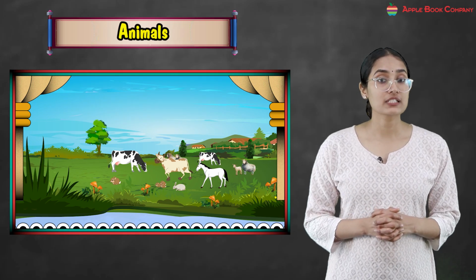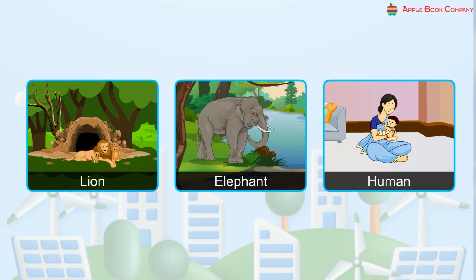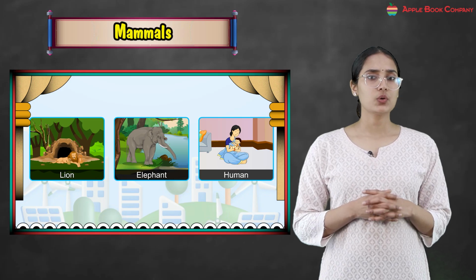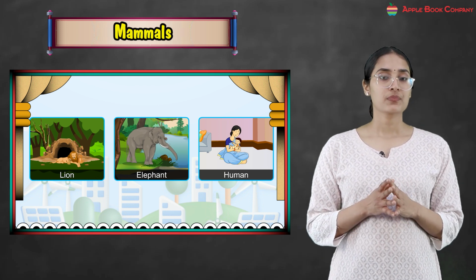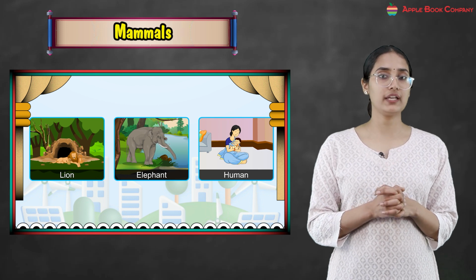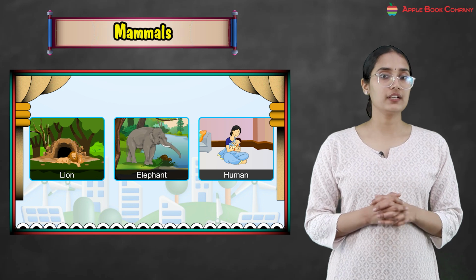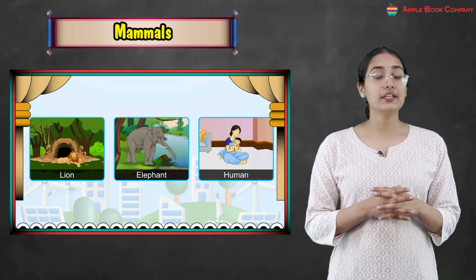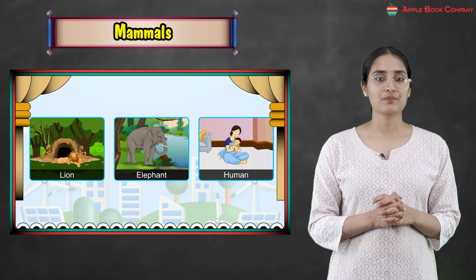So let's first learn about the types of animals. First are the mammals. Animals that have hair or fur and produce milk for their young ones are the mammals. So can you recall who are all the mammals who have hair? For example, elephant has hair on its body, right? And it also produces milk for its young ones, right? Similarly, humans are also what? Mammals. Lions are also mammals.